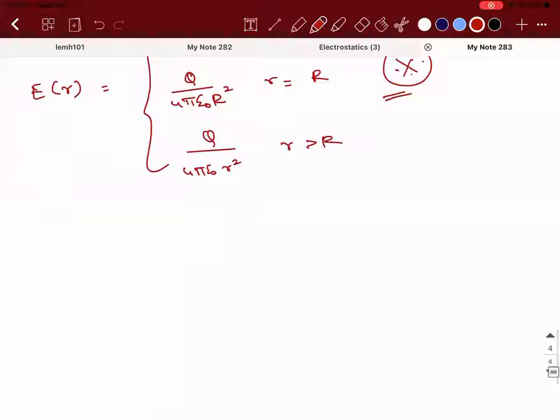Having this in mind, if I take this as the electric field and this as a distance, then from 0 till capital R, what is going to be the value?